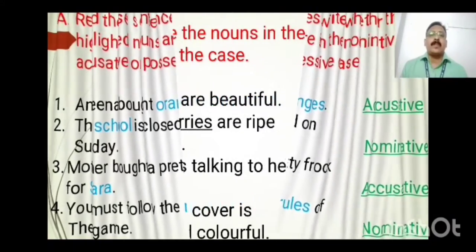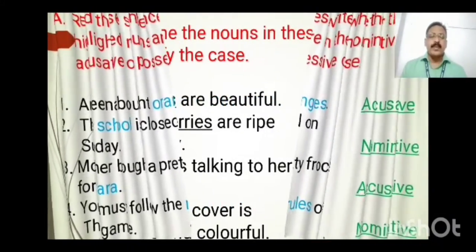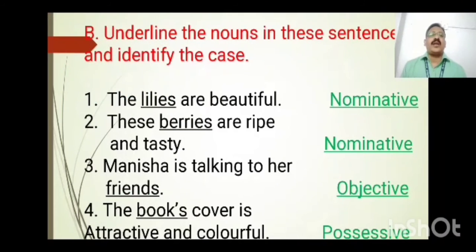Now we'll move on to bit number B. Underline the nouns in the sentence and identify the case. Here some nouns are underlined. You can see it in the question. We just have to find out the case of it. The lilies are beautiful. Here lilies is the subject, so it is nominative case.